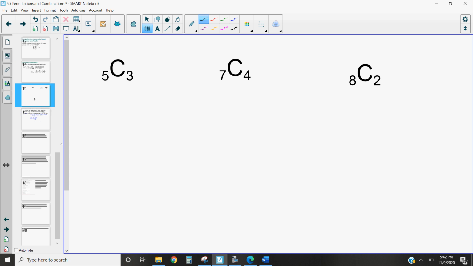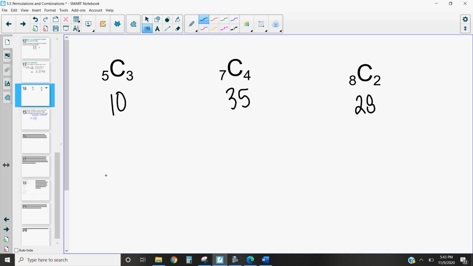So let's take a second to calculate these 3 different combinations. I'm going to do it in my calculator, but again, you can do it by hand. So we're going to find 5 combinations of 3, or 5 choose 3, and there are 10 combinations of those. I'm going to find 7 combinations of 4, which comes out to be 35 options. And then we have 8 combinations of 2. So as we find that 8 combinations of 2, what we end up with is 28 options. And so that's how we find those combinations.